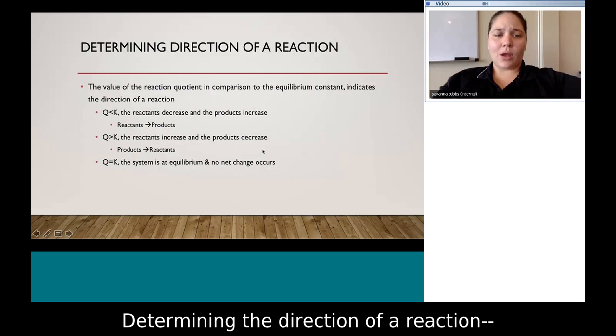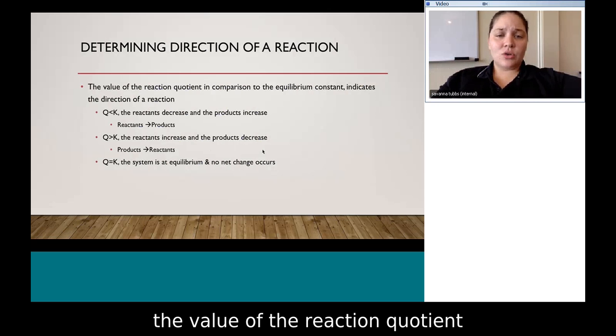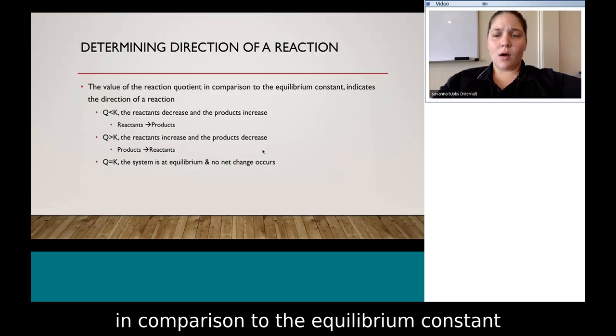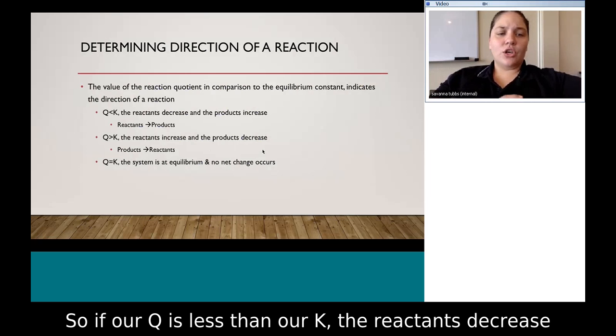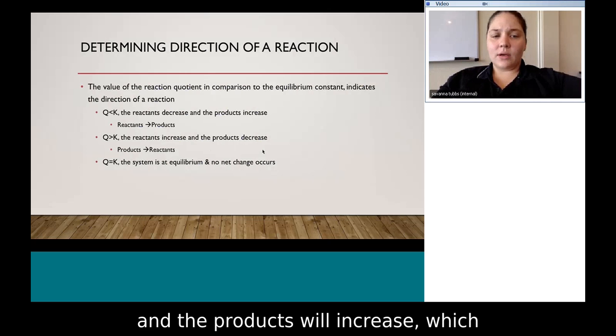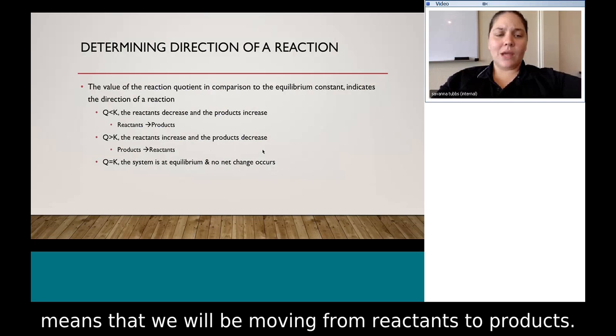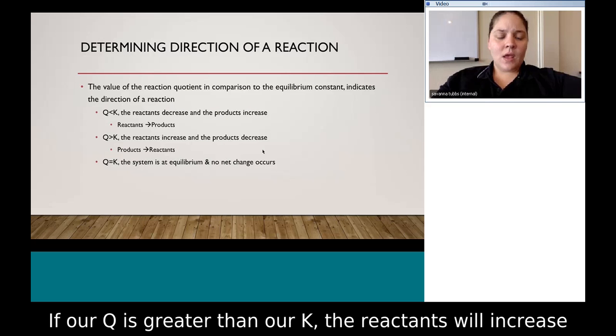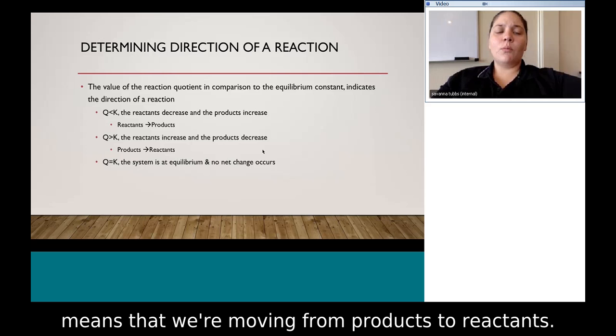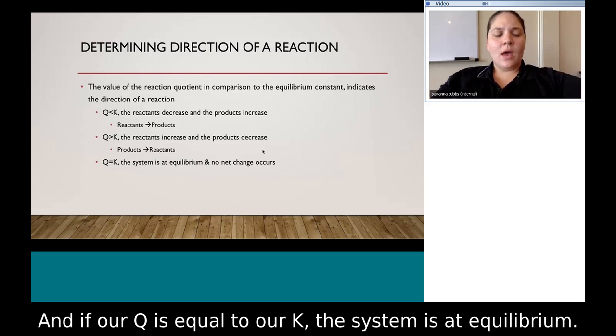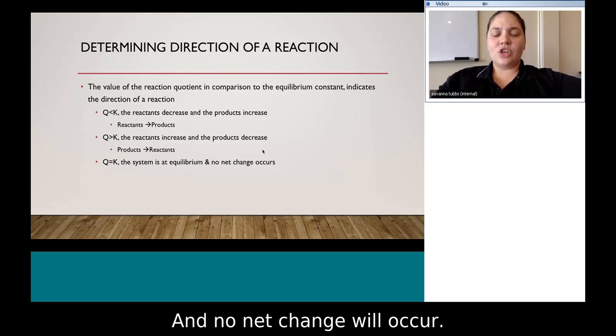Determining the direction of a reaction. The value of the reaction quotient in comparison to the equilibrium constant indicates the direction of a reaction. So if our Q is less than our K, the reactants decrease and the products will increase, which means that we will be moving from reactants to products. If our Q is greater than our K, the reactants will increase and the products will decrease, which means that we're moving from products to reactants. And if our Q is equal to our K, the system is at equilibrium and no net change will occur.